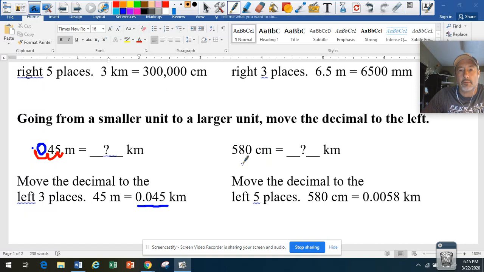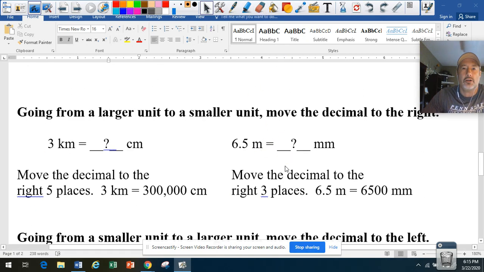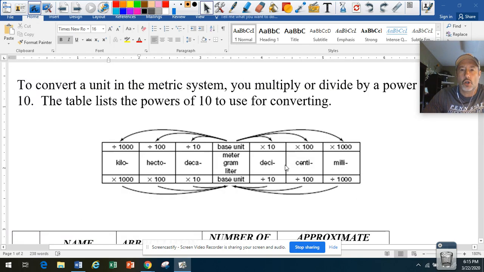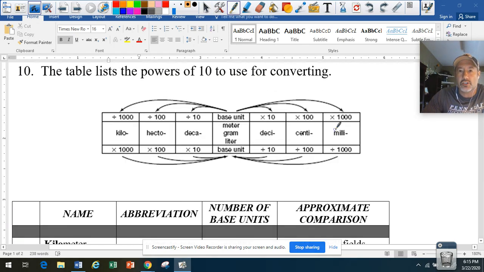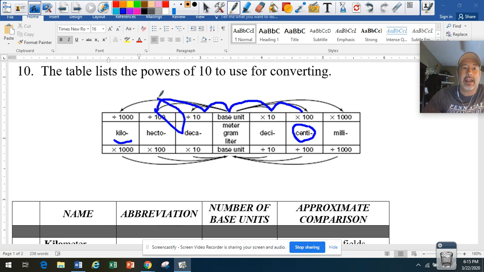Let's take a look here. We got 580 centimeters. We are going to kilometers. Okay, so which way do you think we're moving it? Yes, you are right, to the left. So centimeters to kilometers. So we're going to start here at our centimeters right here, and we're going all the way down here to the kilometers. So let's see, 1, 2, 3, 4, and 5.